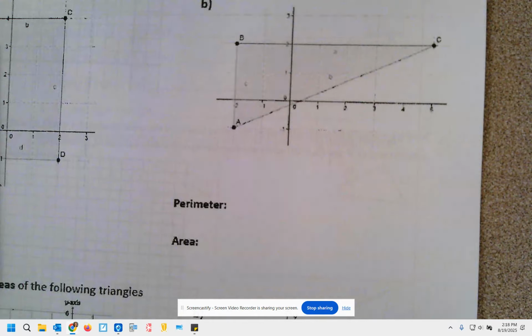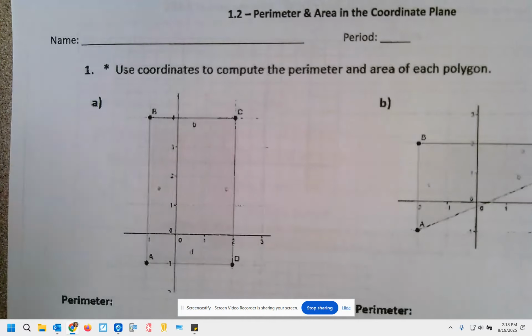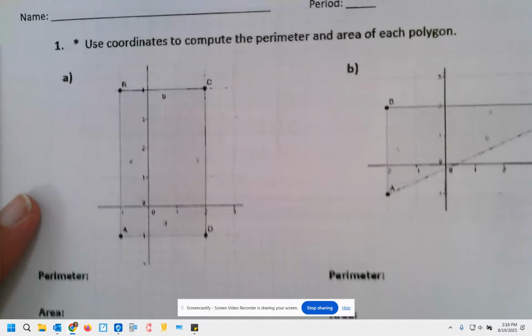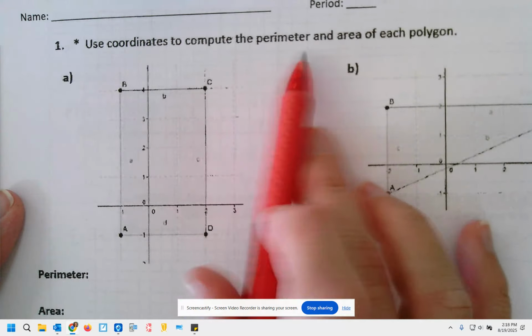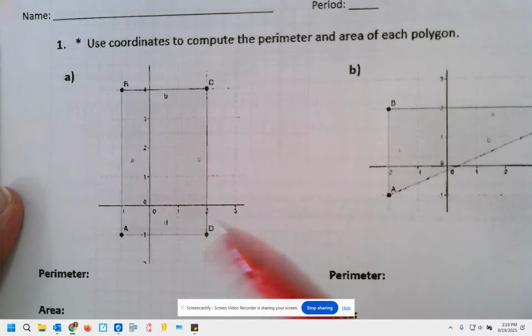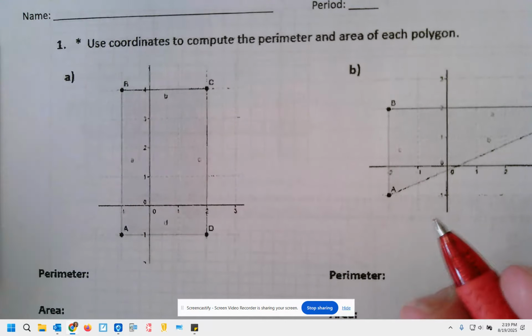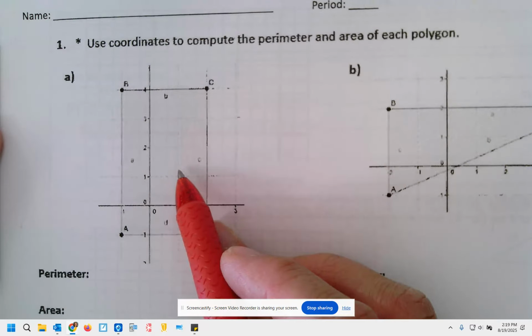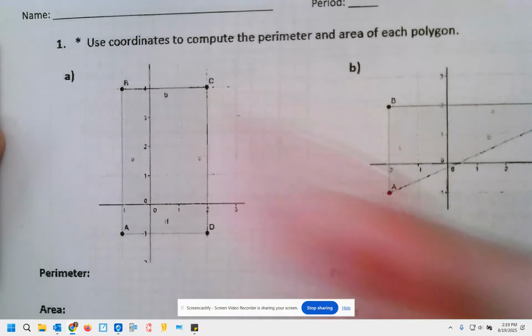Then the last part of this section, we're going to throw in a little bit of the coordinate plane. Number 1 says, use the coordinates to compute the perimeter and area of each polygon. Remember, perimeter means the distance around, and area basically means how much space the face of the shape is taking up.